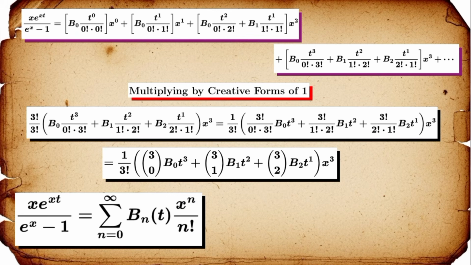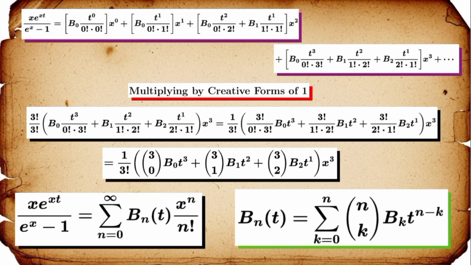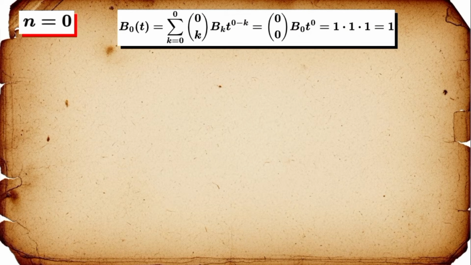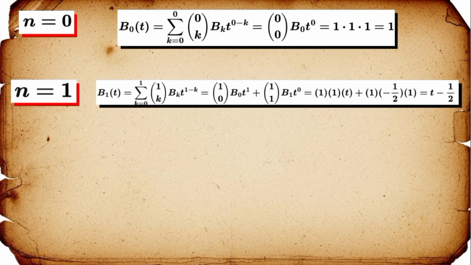Applying this pattern to all terms, we get the exponential generating function for the Bernoulli polynomials displayed on screen, where the nth Bernoulli polynomial, b sub n of t, is defined by the formula shown. Let's compute the first few Bernoulli polynomials. For n equals 0, the calculation is shown step by step, giving us b sub 0 of t equals 1. For n equals 1, the full expansion is displayed, showing b sub 1 of t equals the sum from k equals 0 to 1 of 1 choose k times b sub k times t to the 1 minus k, which expands and simplifies to t minus 1/2.